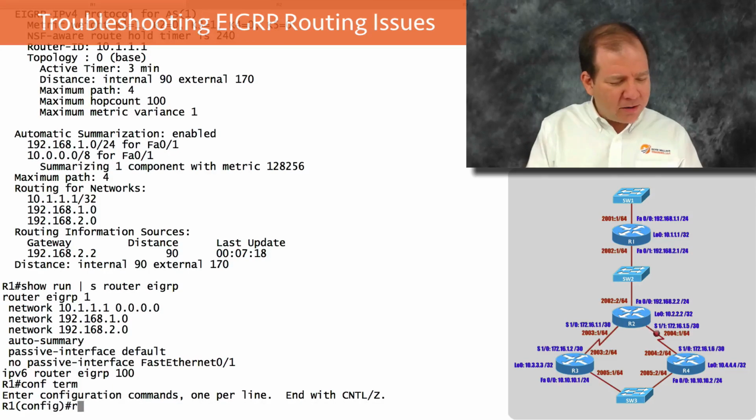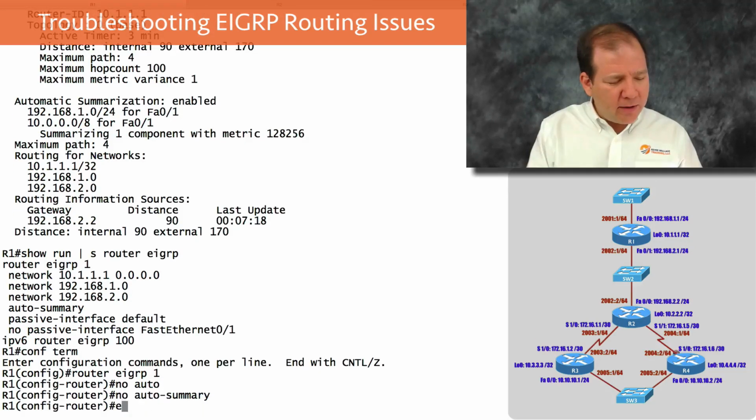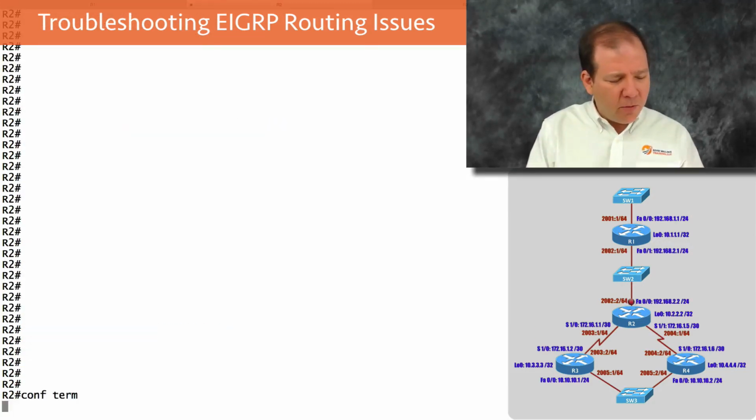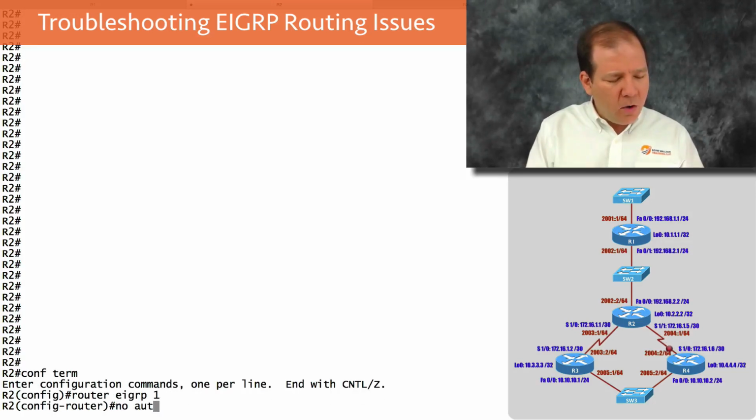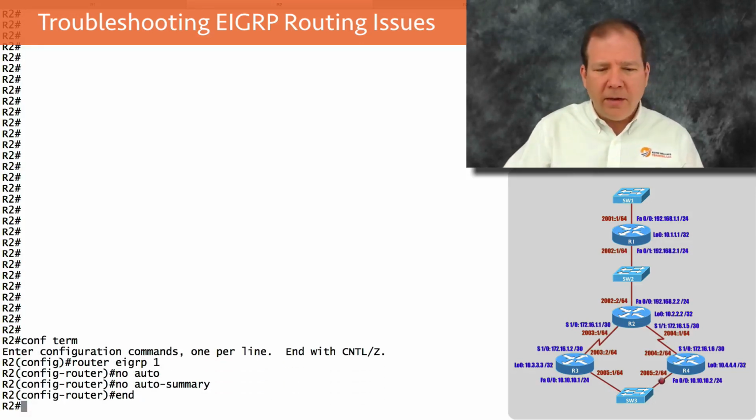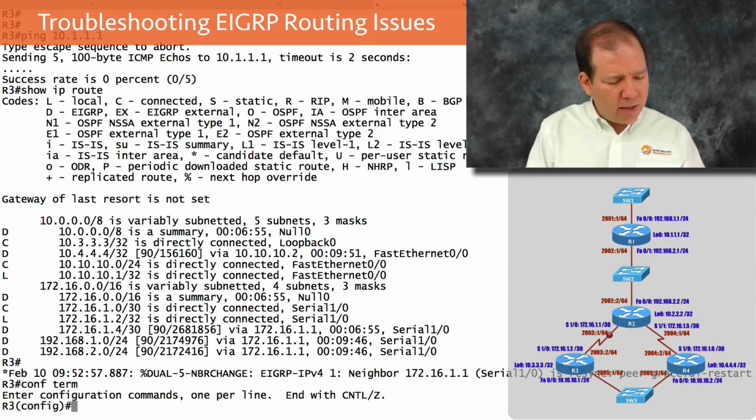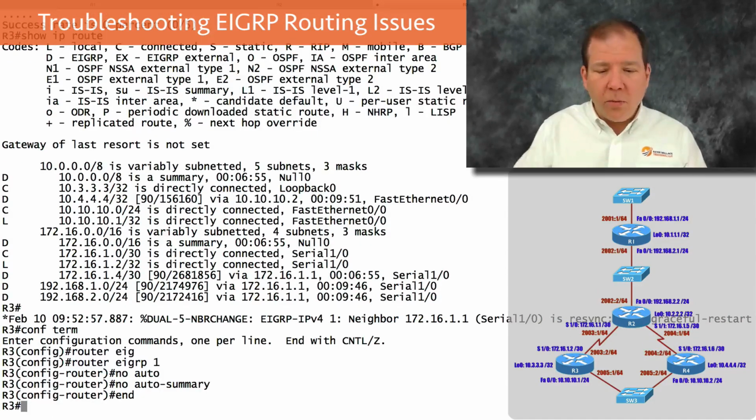On R1, I'll say router eigrp 1, no auto-summary. Let's do the same thing on router R2. We'll go into router eigrp 1, no auto-summary. Next, let's go to R3, and we'll say router eigrp 1, no auto-summary. One more router to go.